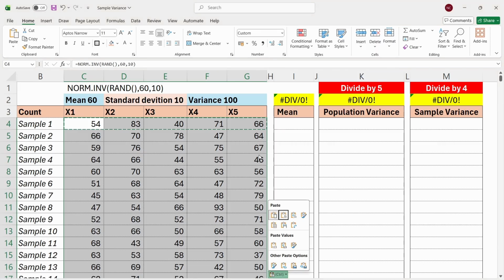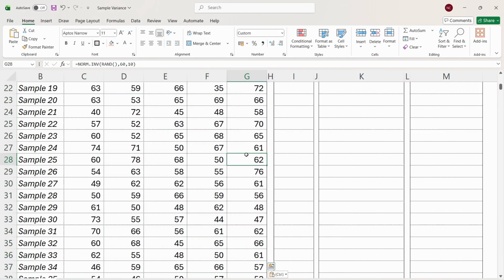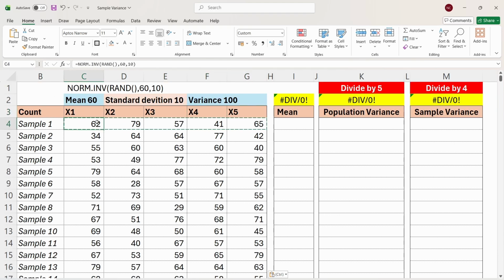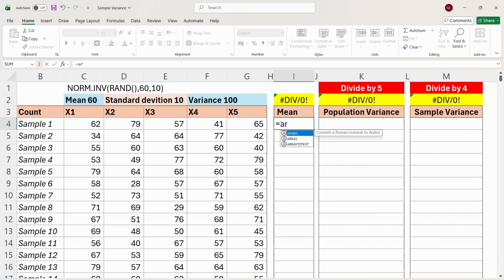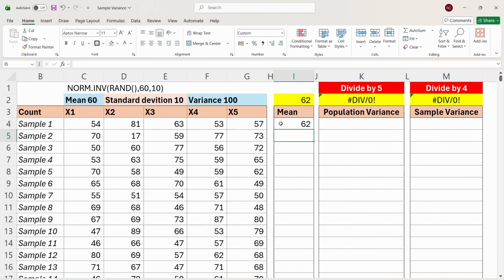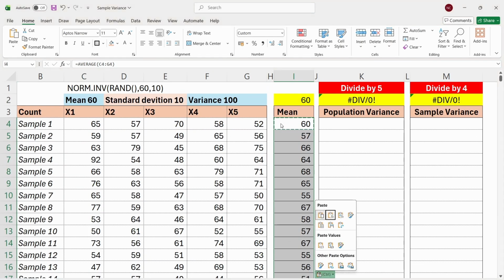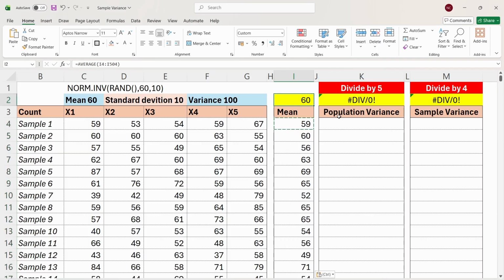And similarly I will take 501 samples. So we have now 501 samples, and in each sample I have 5 values. If I calculate the mean here, the average of this sample, that is the sample mean, is 62. Now if I take the mean of all the 501 samples, the mean will be 60. You can see here.